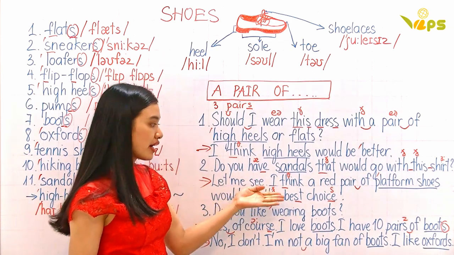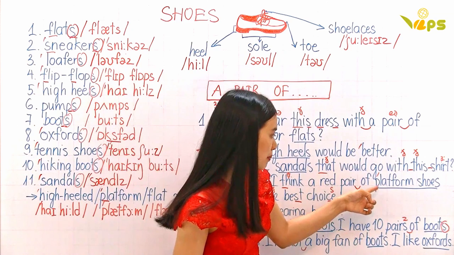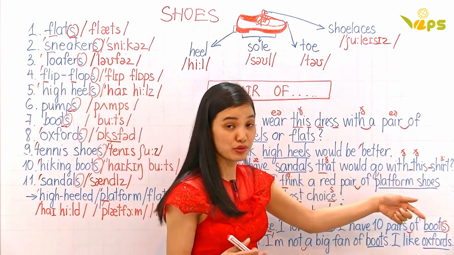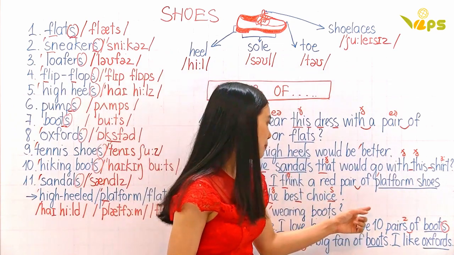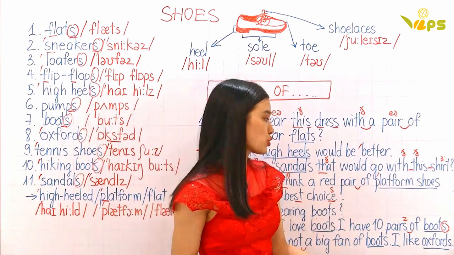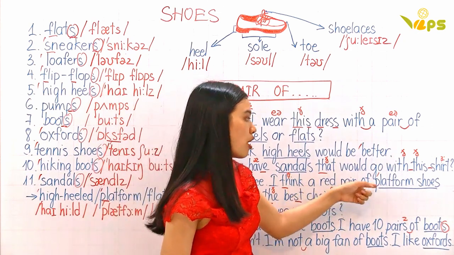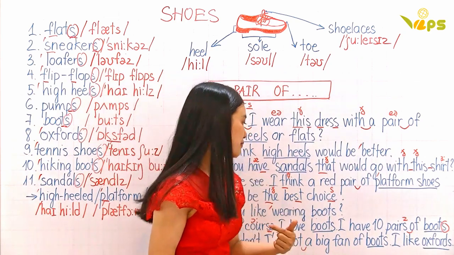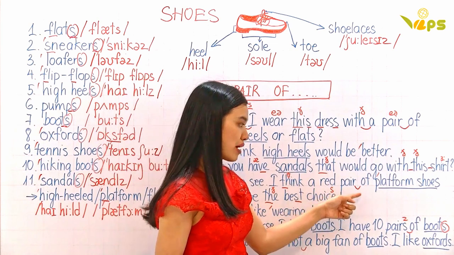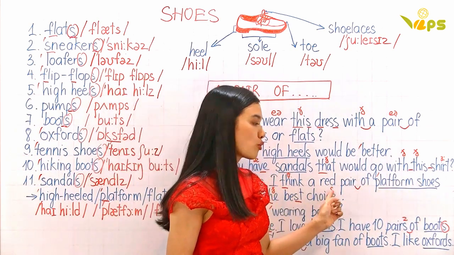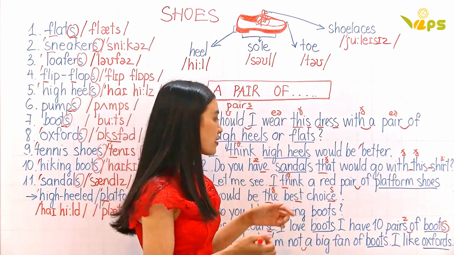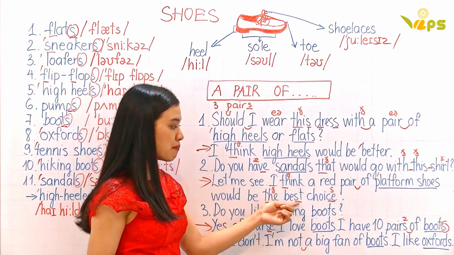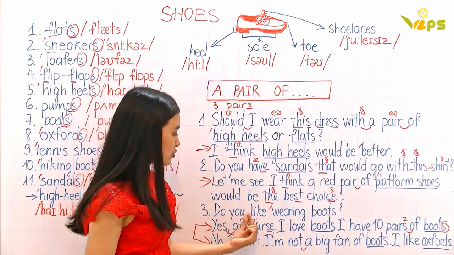Let me see. I think a red pair of platform shoes would be the best choice. Platform shoes, remember platform here. A pair of platform shoes. A red pair of platform shoes. You can say a red pair, a yellow pair, or maybe a brown pair. I think a red pair of platform shoes would be the best choice.